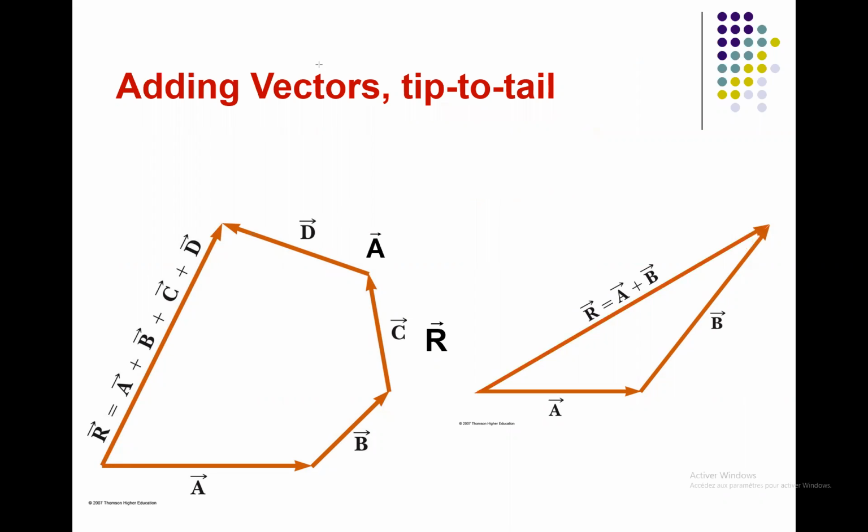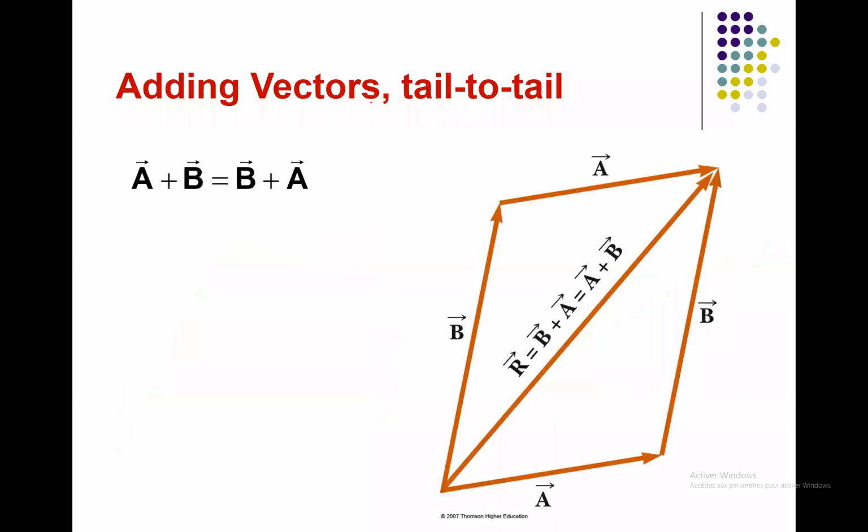The second method is tail to tail. For example, I have A, I have B, I move B to A. Tail to tail means I have to put the tail of A with the tail of B, like this. When I put tail to tail, I can do this form to calculate the addition of A plus B. I can add A plus B by forming the parallelogram.